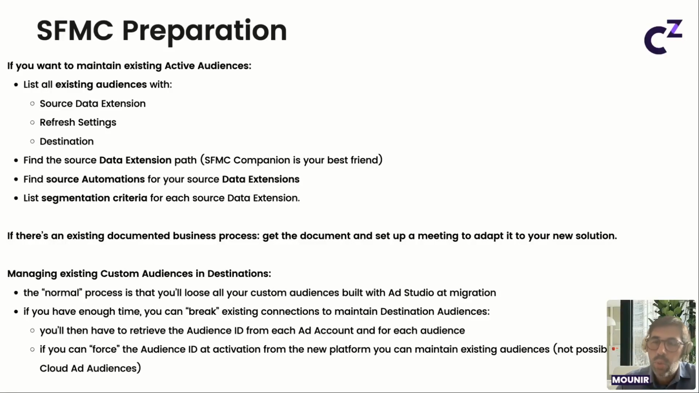First thing you have to do is list all the existing audiences with, as I said, the sources, the refresh settings, and the destinations. By the way, I got some Google Sheets prepared for these migrations. If it interests you, I'll drop it on our website in a couple of weeks, maybe. So once you have the existing audiences and you have the details about the source data extension and the refresh and the destination, you have not finished yet.